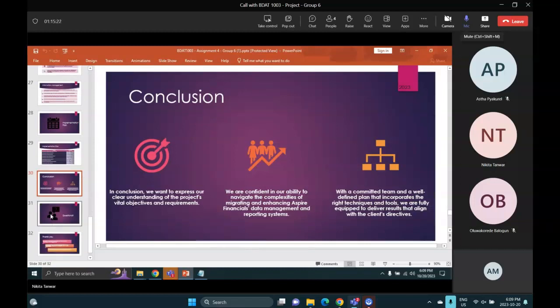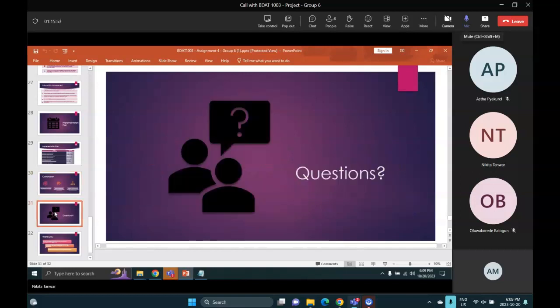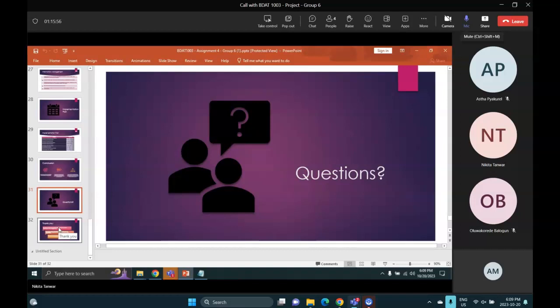In conclusion, we want to express our clear understanding of the project's vital objectives and requirements. We are confident in our ability to navigate the problems and complexities of migrating and enhancing Aspire Financial's data management and reporting systems. With a committed team and a well-defined plan that incorporates the right techniques and tools, we are fully equipped to deliver results that align with the client's directives. Next slide, please. If there are any questions or queries, please feel free to reach out to us on Teams or email.